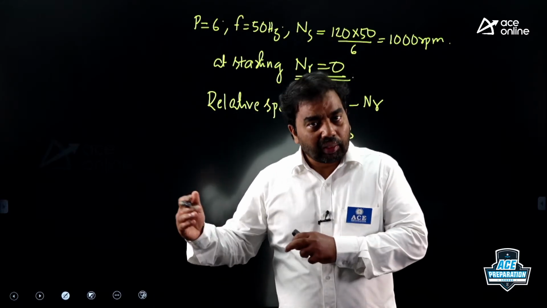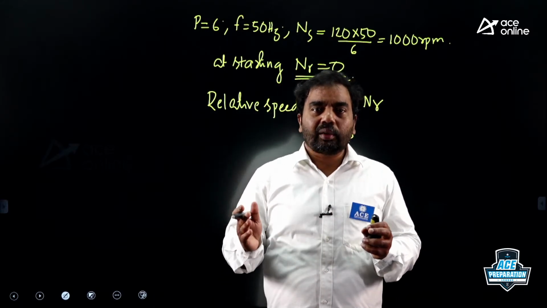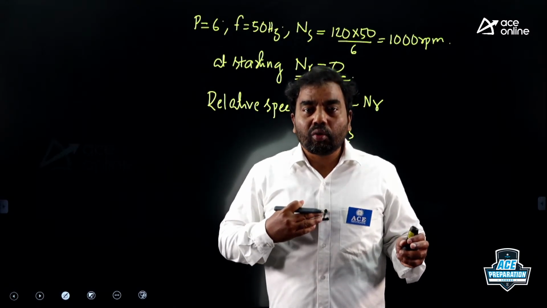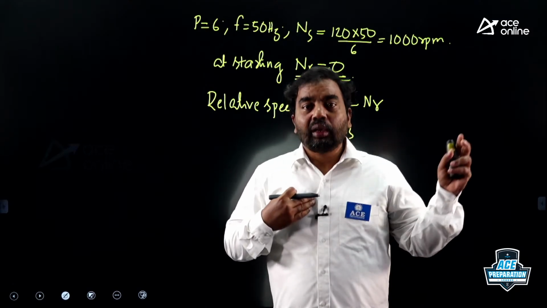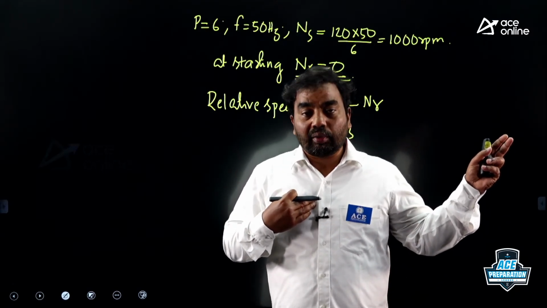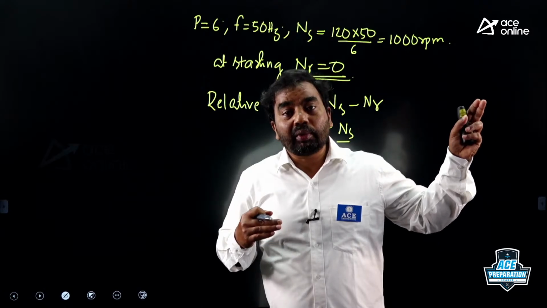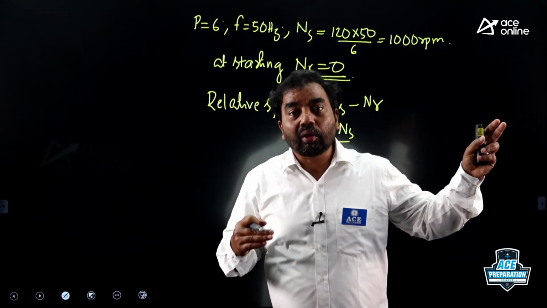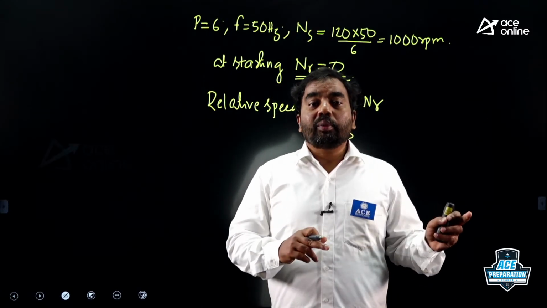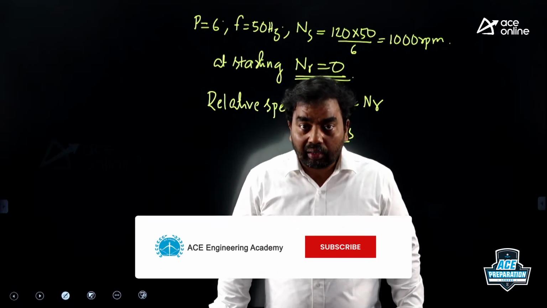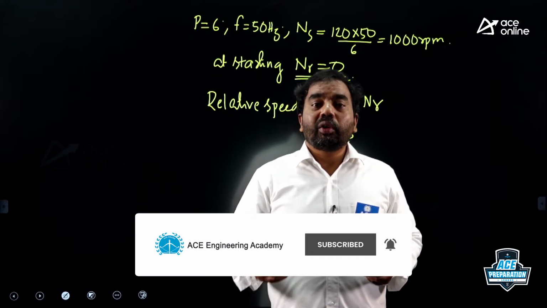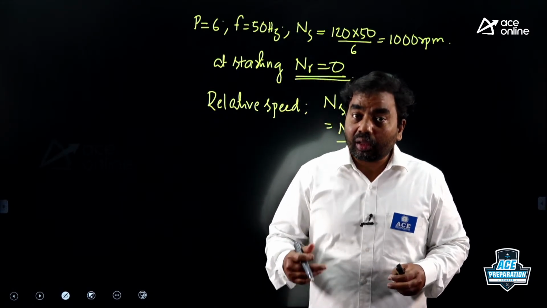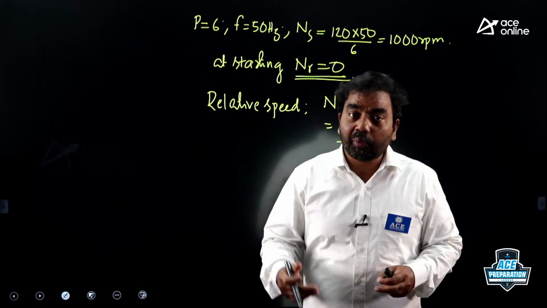In other words, without the equation, with some concepts I can say: at starting, the rotor is stationary, the rotor conductors and rotor windings are stationary, but the field will be rotating with a speed of Ns. Then the relative speed between the stator field and the rotor conductors will be Ns minus 0. It is Ns, so the flux cutting the rotor conductors will be more, the EMF induced in the rotor conductors will be more, currents will be more, ohmic losses will be more.